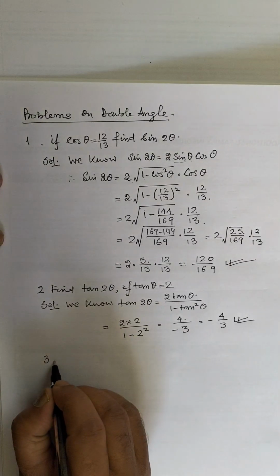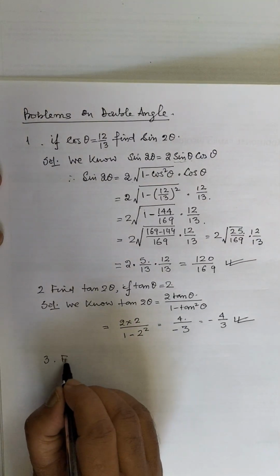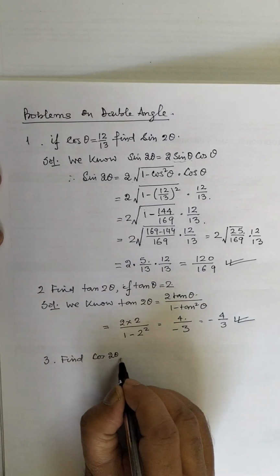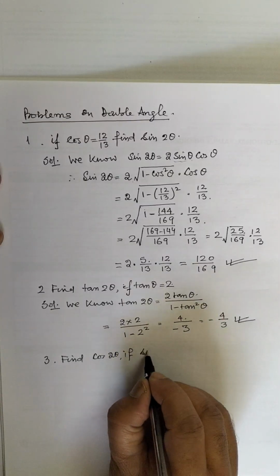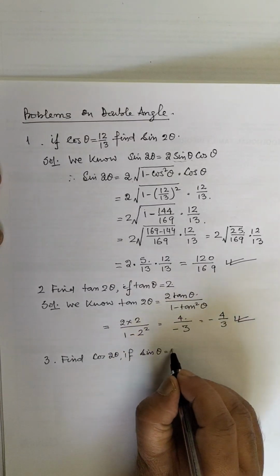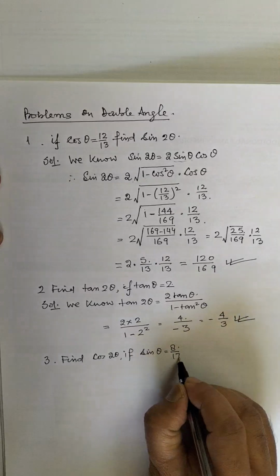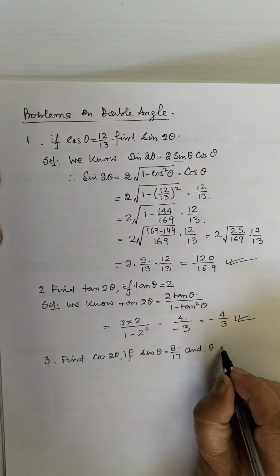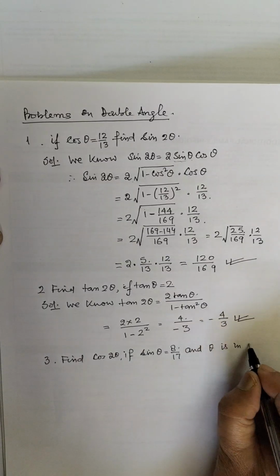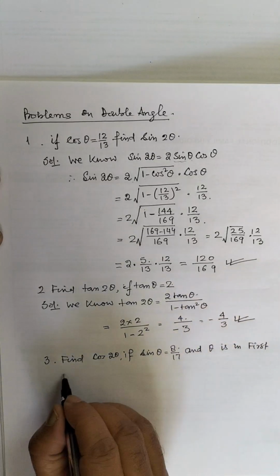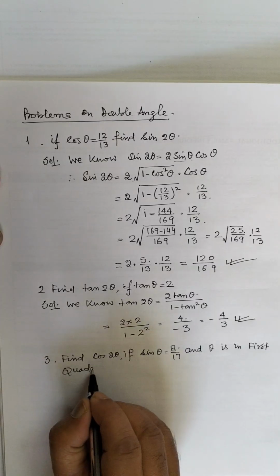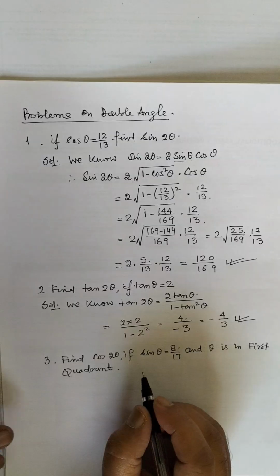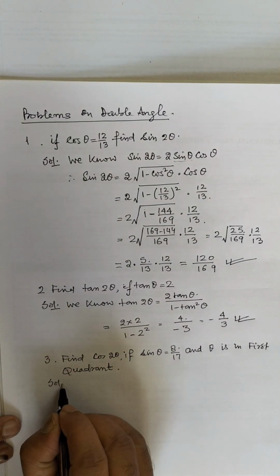Question number 3. Find cos 2 theta if sin theta is 8 upon 17 and theta is in first quadrant. Now, solution we will see.